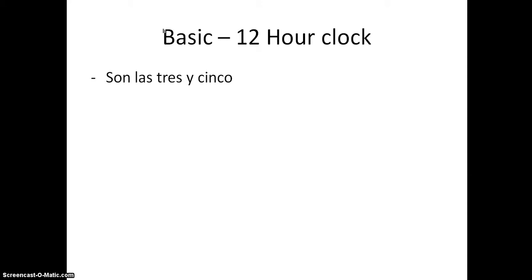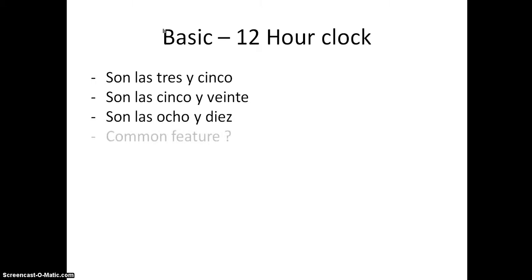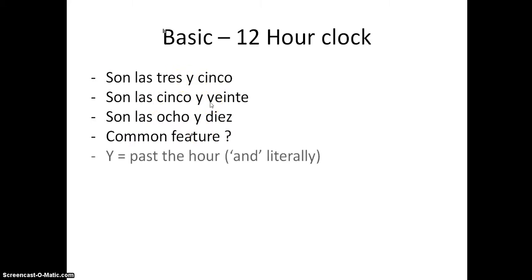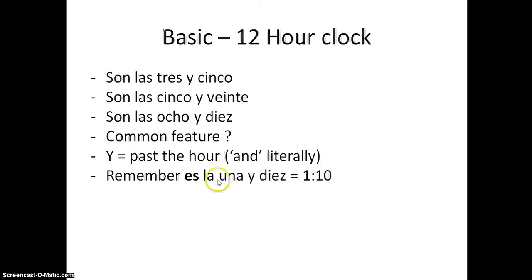So, son las 3 y 5, son las 5 y 20, son las 8 y 10. What's the common feature here? Well, we've got the son again, haven't we? But this time we've got e. Now, if you know e, it means and. So you could probably guess that e means past the hour. Literally, and so many minutes. Remember again that una has es, so es la una y 10 would be 1:10, and not son at the beginning for una.